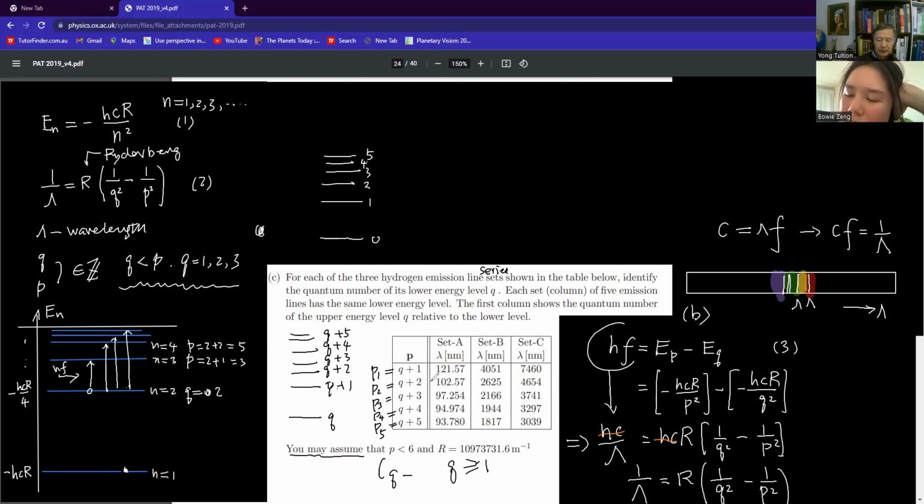Right. Okay. I don't get what set ABC means. ABC is the different starting point of the Q. So this is a Q. Can you see? So this is Q1, the lowest energy. So this is Q1, Q2, Q3.